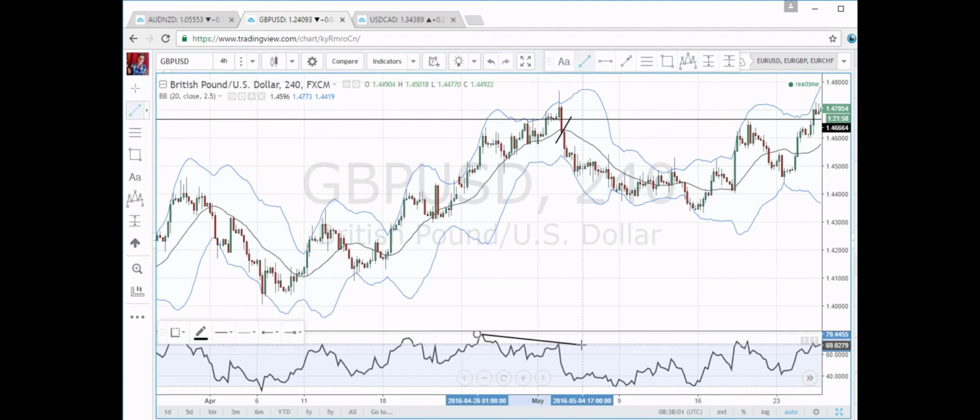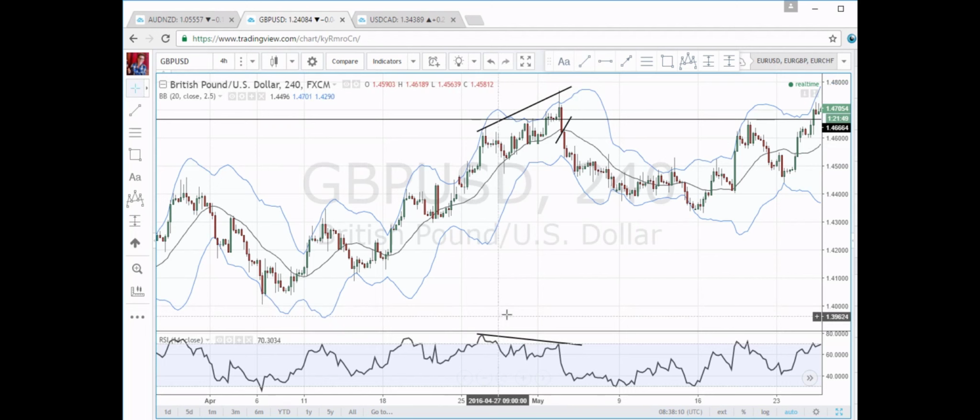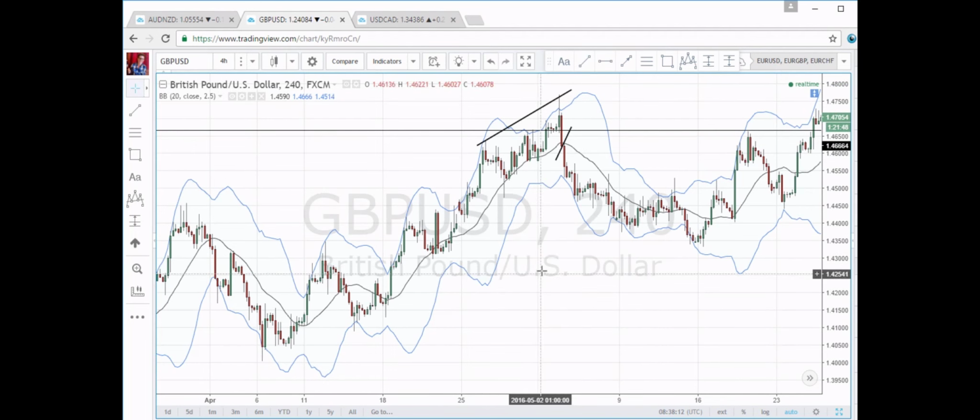We are making lower highs here. Here was the previous swing high. Prices are making higher highs. The RSI is making lower highs. So we have this signal as well. And you can see that all the things line up. We have a pretty good sell-off afterwards.